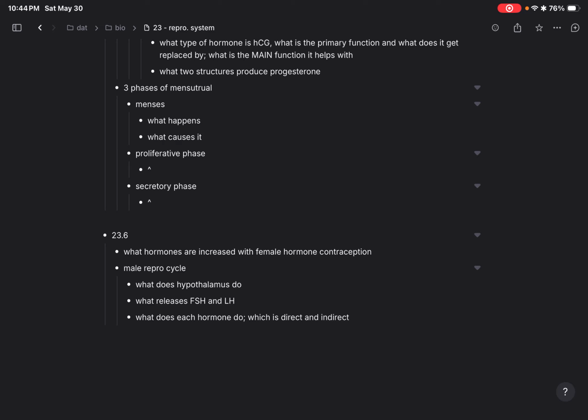So what does each hormone do? FSH will directly tell the Sertoli cells to nurture and develop the spermatocytes. Then LH will tell the Leydig cells to make testosterone, which also helps with spermatocytes. So which one is direct? Direct is going to be FSH, while LH is support and maintenance, so indirect. So yeah, that's all.